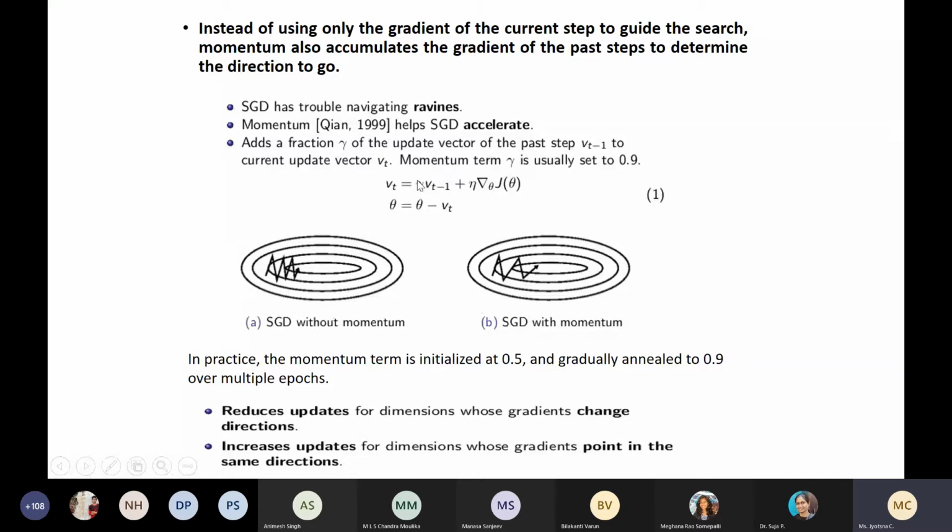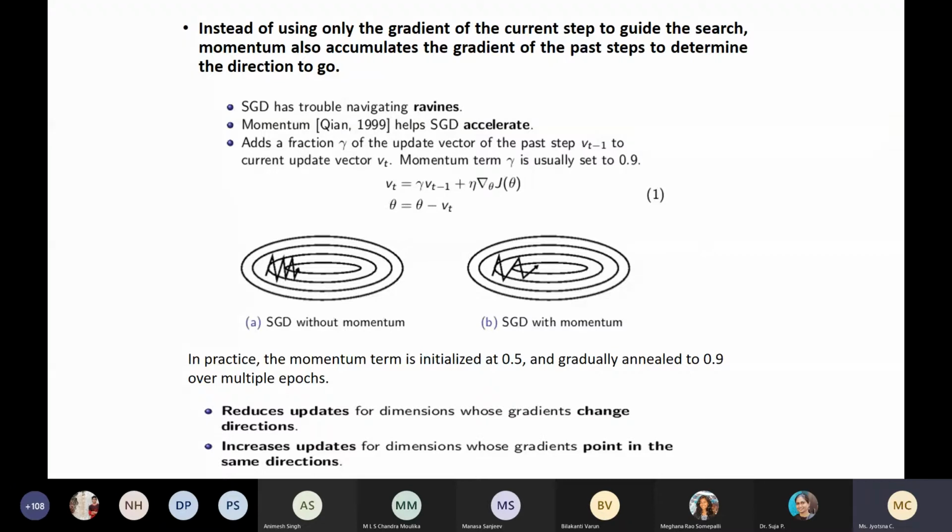50% or 90%. So the momentum term usually varies from 0.5 to 0.9. It's a constant value, so you can select the value from 0.5 to 0.9, and usually it will be selected as 0.9. You can check in which case the convergence will be faster. The momentum term you can vary, the learning rate value you can vary, and check in which case your algorithm is performing well. All those things you need to experiment with.